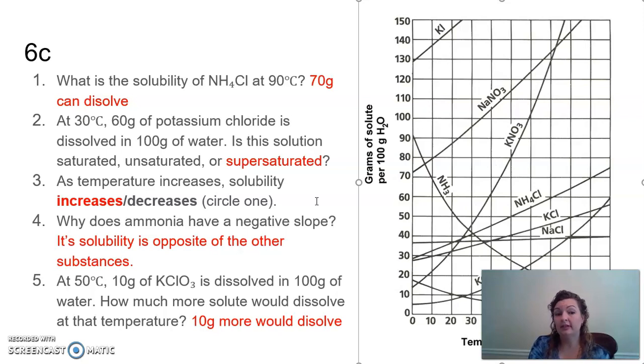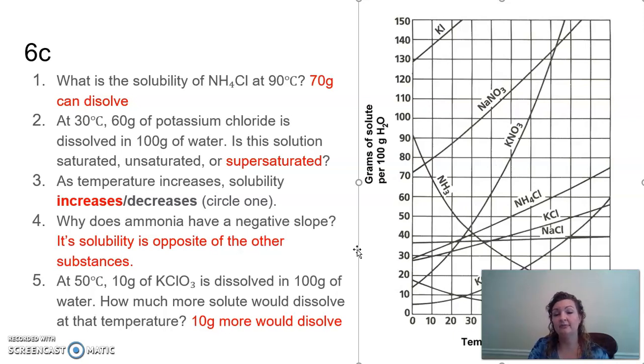So then let's look at number 4. Why does ammonia have a negative slope? Here's the negative slope, NH3, which is ammonia. So why does ammonia have a negative slope? This is kind of a weird one, okay? Ammonia, it is a gas. It works very differently than the other substances when it's dissolving. So it actually has the opposite solubility from the rest of the substances on these graphs. A normal one would increase solubility as temperatures increase, excuse me. This one does the opposite.